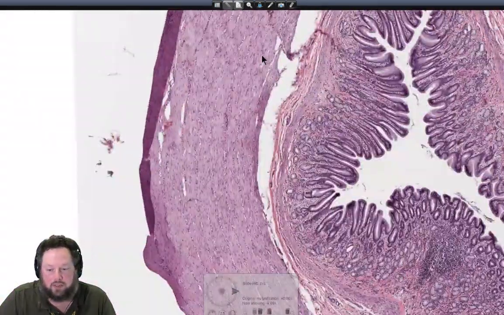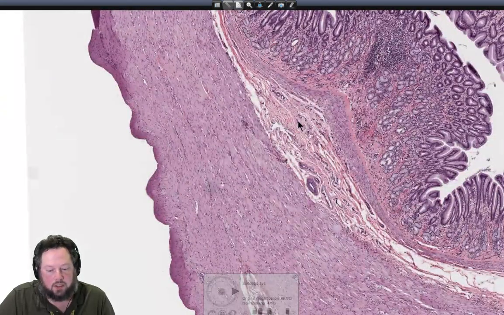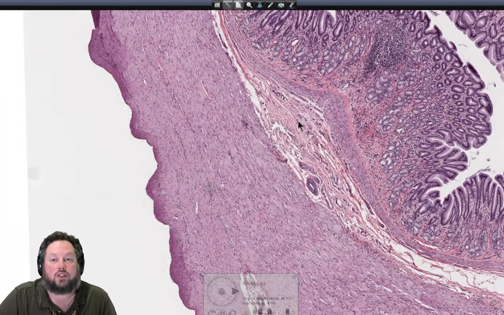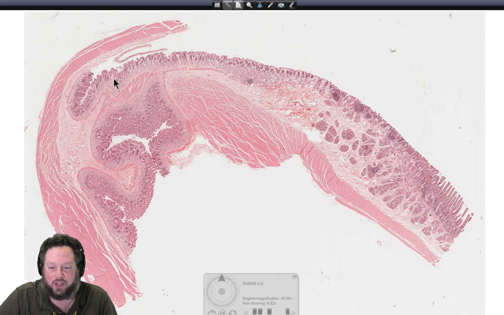Those are the main features there of the pyloric region of the stomach. Now, the next slide we're going to look at is one which students had a little bit of difficulty interpreting, and it is a very complicated slide because it's unfortunately folded several times. So you've got some mucosa here, and then you've got some mucosa here, which really doesn't make any sense. But unfortunately, when we processed it, this bit of tissue actually folded upon itself.